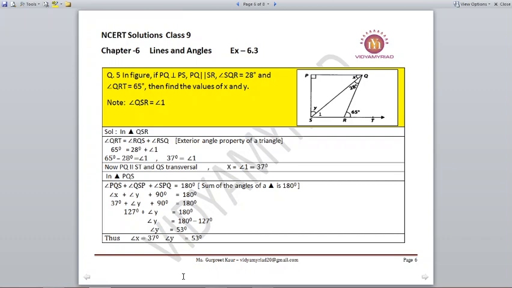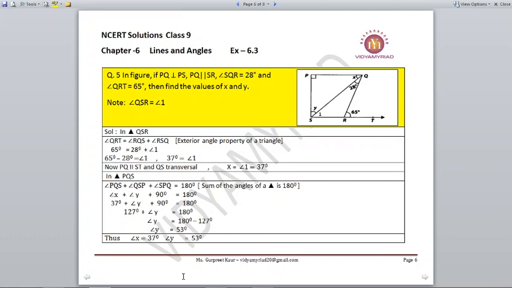Now let's take the triangle QSR. In this QSR, you can easily see there is a 65 degree angle which is outside, that is an exterior angle. This exterior angle will be equal to the sum of interior opposite angles. Now what is there in the opposite? You have angle 1 and you have 28 degrees. So we can easily find out angle 1. Angle 1 comes out to be 37 degrees.